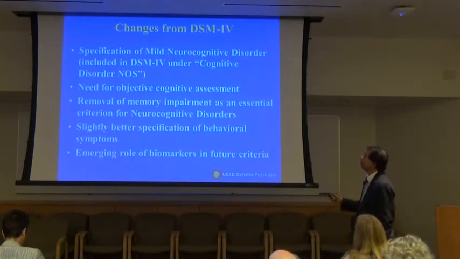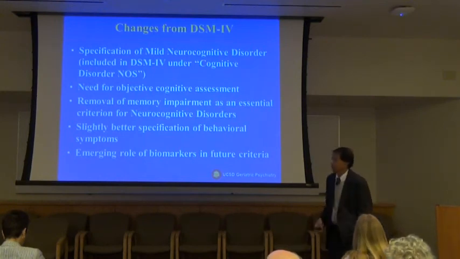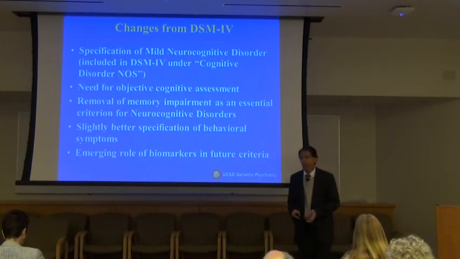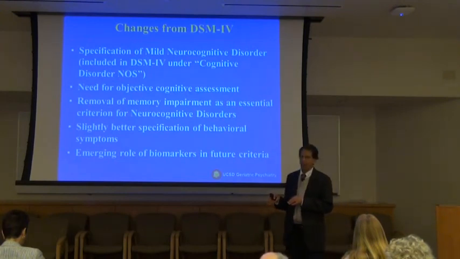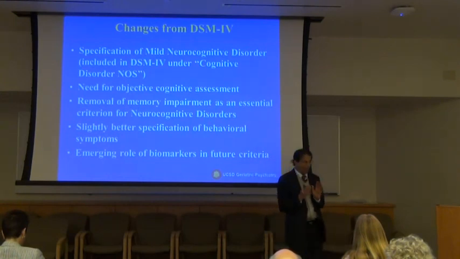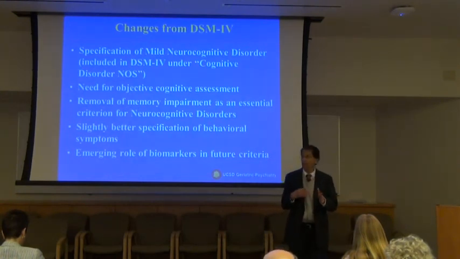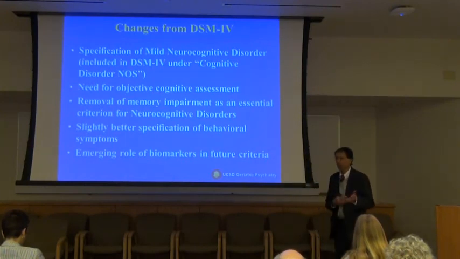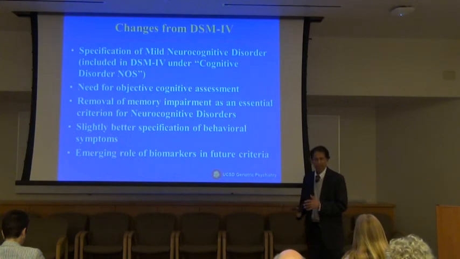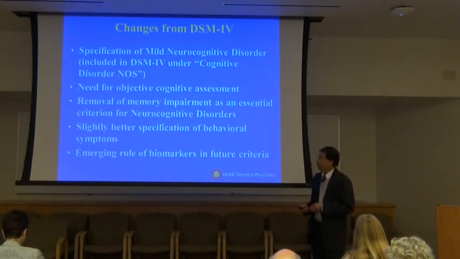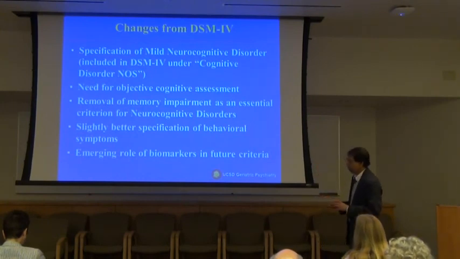We removed memory impairment as an essential criterion for neurocognitive disorder. The reason was that in non-Alzheimer's dementias, memory impairment does not occur until much later. For example, in frontotemporal dementia, the main symptoms are related to personality functioning, so loss of empathy, antisocial behavior, loss of judgment, insight, etc. Memory is not affected until much later. So we removed memory impairment as an essential criterion.